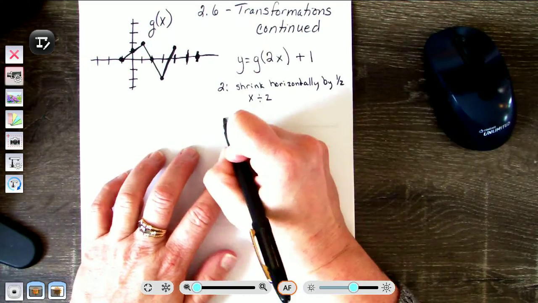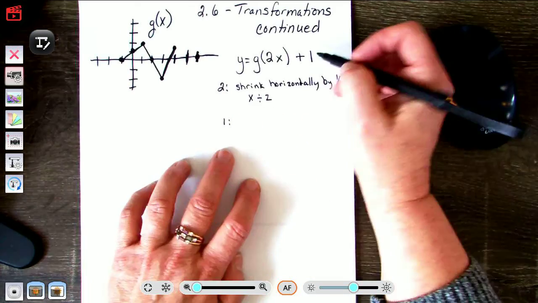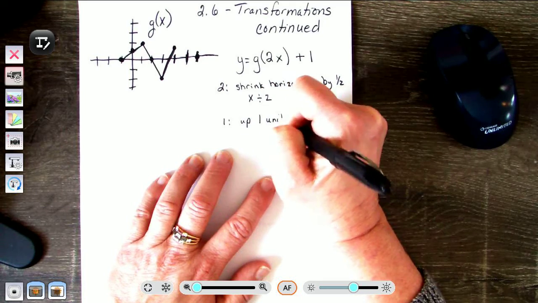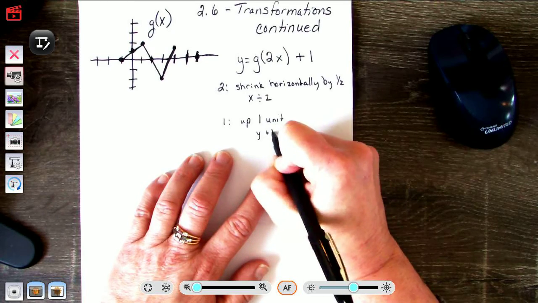The second thing we are going to take care of is that +1, that 1 that's on the outside. And that is going to move our graph up 1 unit. And to move things up, we'll take our y and we're going to add 1 to it.